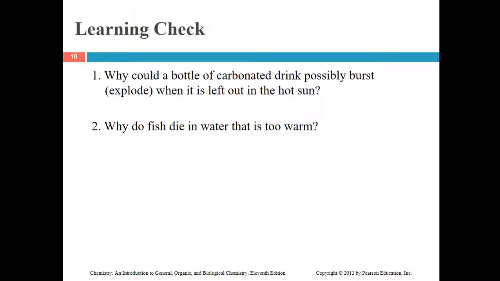But why do fish die in water when it's too warm? It's not that you've burned them up and roasted them. It's because you've suffocated those poor little fish. Why? Because as the temperature of the water becomes warmer, less oxygen gas can be dissolved in it. So as the temperature of the water becomes higher, less oxygen is in the water, which means there's less oxygen for the fish. And if the fish, depending on the type of fish, they need a certain amount of oxygen, so they're going to die.